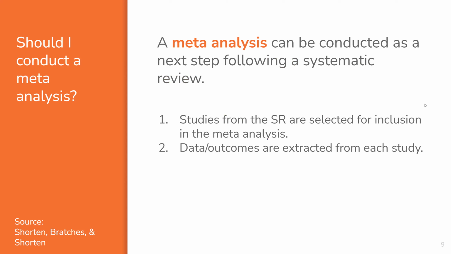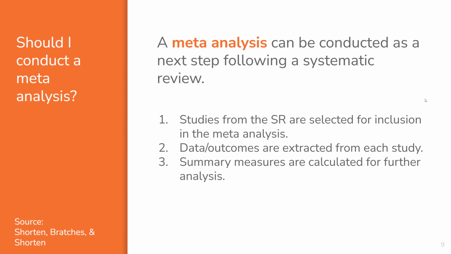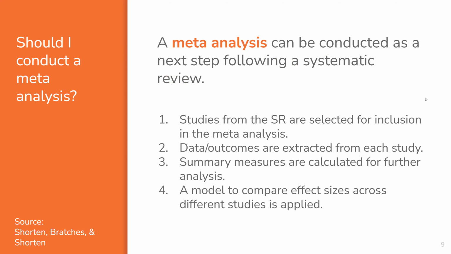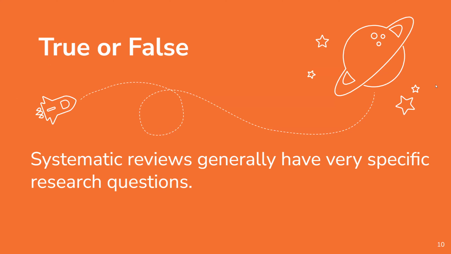The data and/or the outcomes are extracted from each study. Summary measures are calculated for further analysis. And then a model to compare different effect sizes across different studies is applied. And lastly, the results are graphically reported in a forest plot. So like I said, this workshop focuses on systematic and scoping reviews, but this is just a quick overview of what a meta-analysis is.